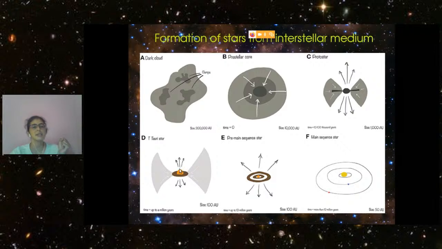This disk represents the region. It is thought that this disk is the region from which planets are made. So most of this material, over time, forms planets, and the rest of the material slowly dissipates, and what you are left behind are planetary systems. So you have a star at the center and you have planets moving around it.